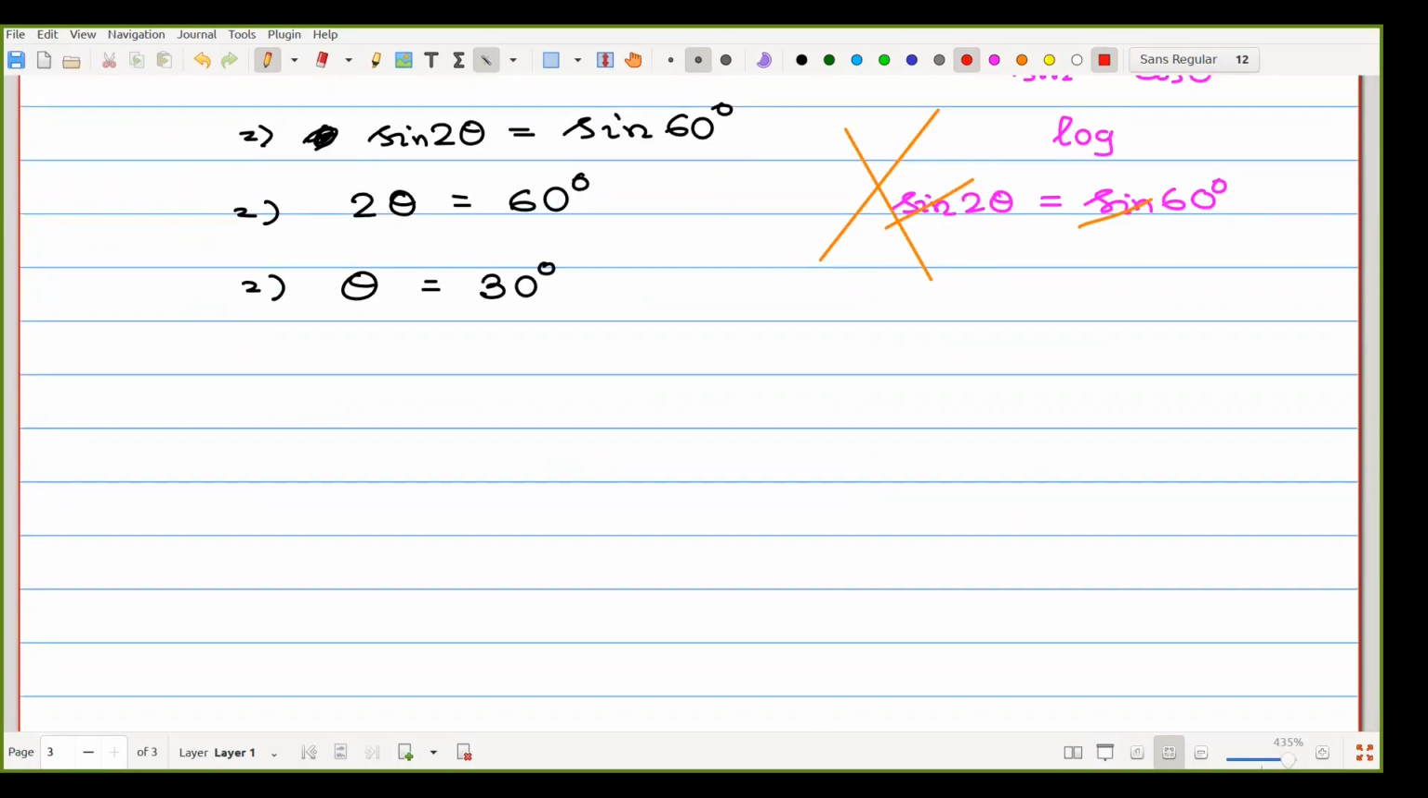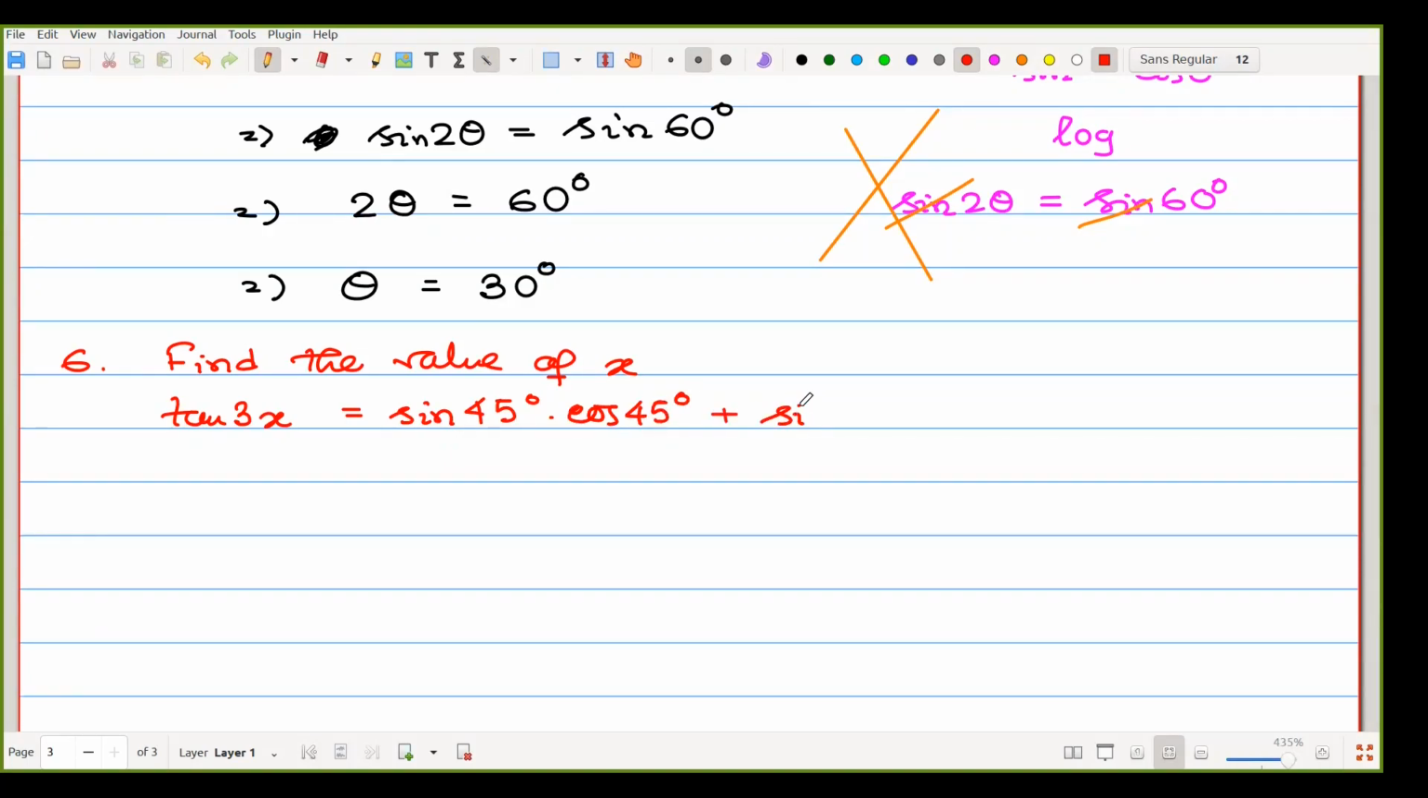Next problem, suppose this one is given: find once again the value of x, and here it is given tan 3x is equal to sine 45 degree into cos 45 degree plus sine of 30 degree. So simply we can put in the values of sine 45, cos 45, sine 30.